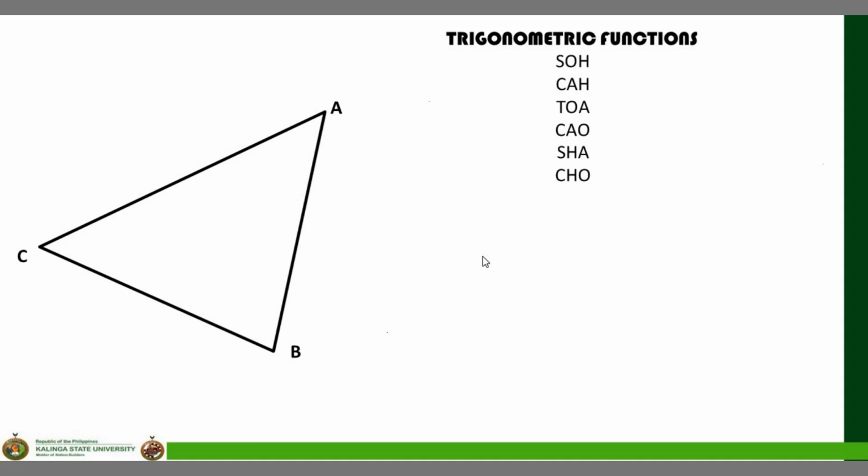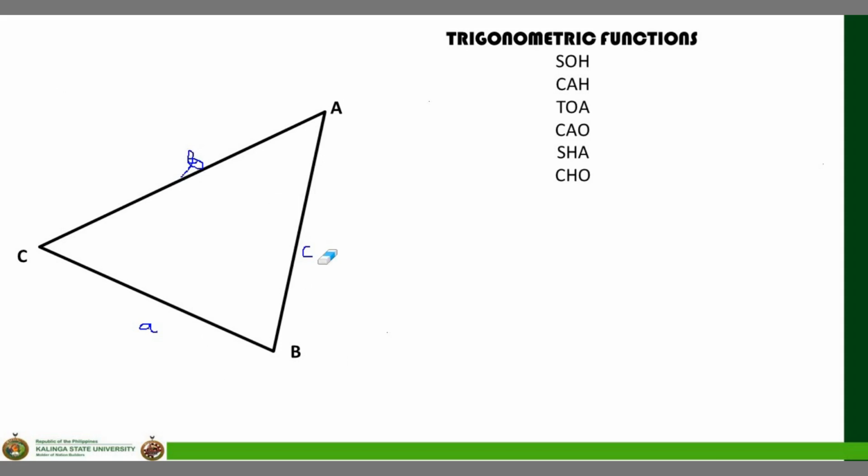Now, if your triangle is no longer a right triangle, you cannot use the trigonometric functions. So what can I use to get the sides? Because in a triangle, we have three angles. If this is angle B, this is side B. If this is angle A, this is side A. If this is angle C, this is side C. So what function will I use to get these?